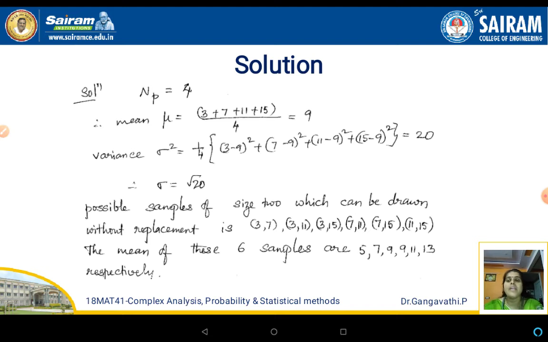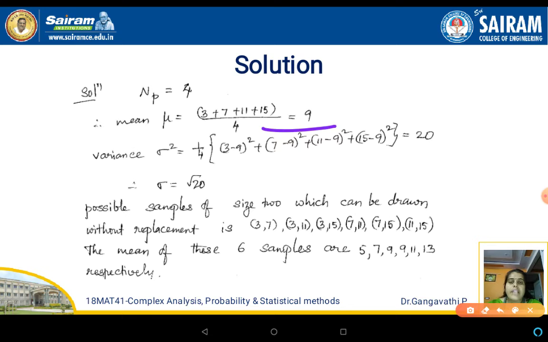N here is nothing but the population size. The number of elements in the population is 4. So how do we calculate the mean? The mean is nothing but adding all the 4 elements given in the universe and dividing by the number of elements in the universe. The elements in the population are 3, 7, 11 and 15. Add all the 4 elements, and the total number of elements in the universe is 4, so divide by 4. Therefore our mean value is going to be 9.